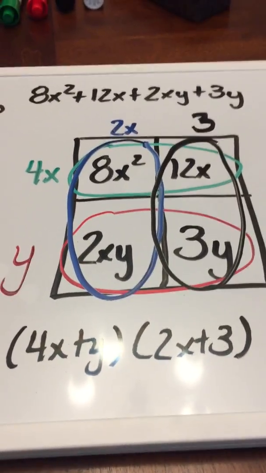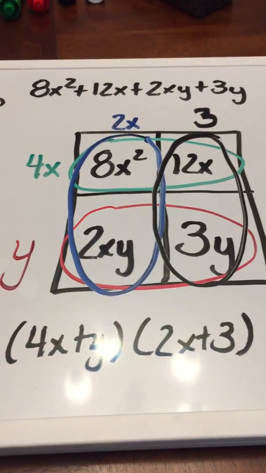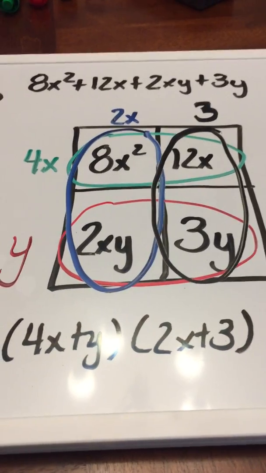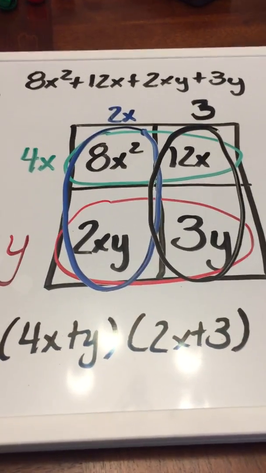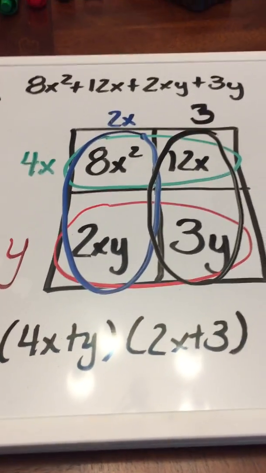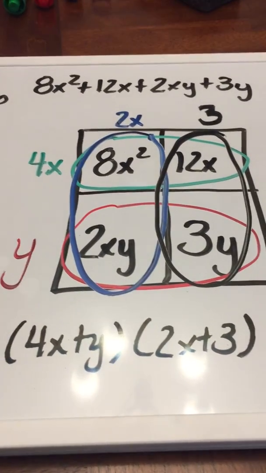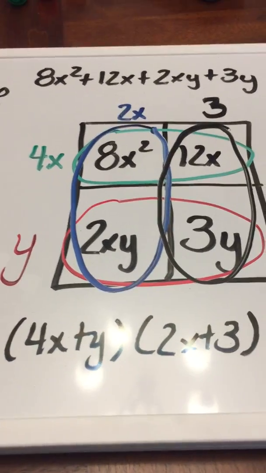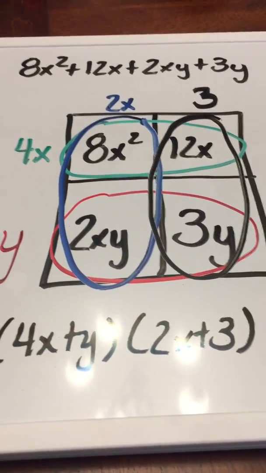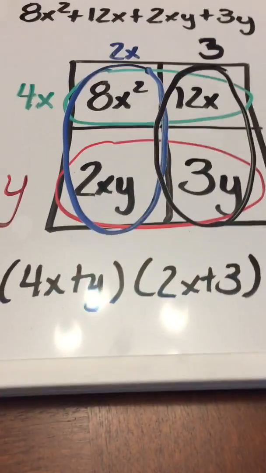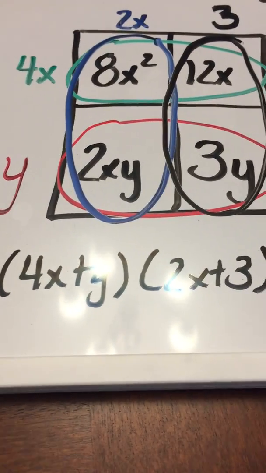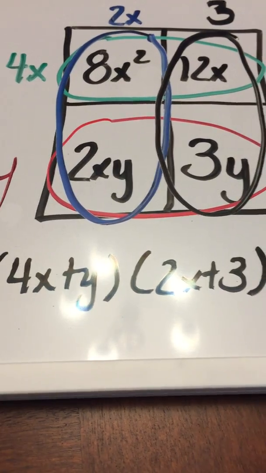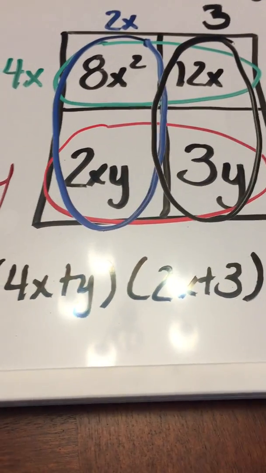I'm going to do the same thing that I did before with my GCFs. Do the GCF of my green row, 8x squared and 12x, which is 4x. The GCF of the 2xy and the 3y, which is y. The GCF of the blue column, which is 8x squared and 2xy, which is 2x. And the GCF of 12x and 3y, which is 3. Then I'll just come down here and I'll write my factors of 4x plus y and 2x plus 3. And then that is my factors.